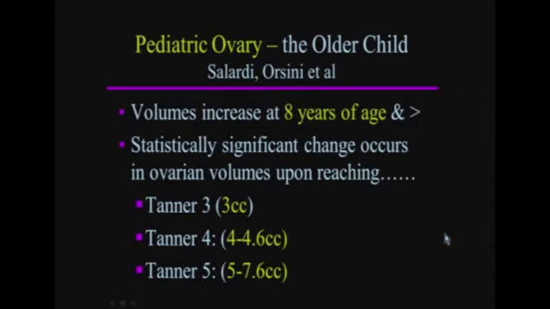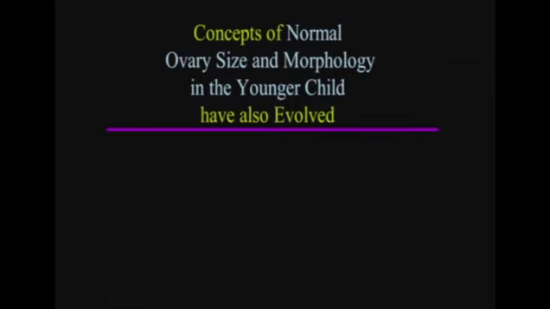The pediatric ovarian volume increases at 8 years of age and greater for unknown reasons. In great work by Salardi and Orsini in the 1980s, they noted that Tanner 3 children had 3 cc ovaries, and Tanner 4 had 4.6 cc ovaries, and Tanner 5, full postpubertal maturity, ran ovaries at 5 to 7.6 cc. And this was in the days when ultrasound imaging was not as good as it is now.